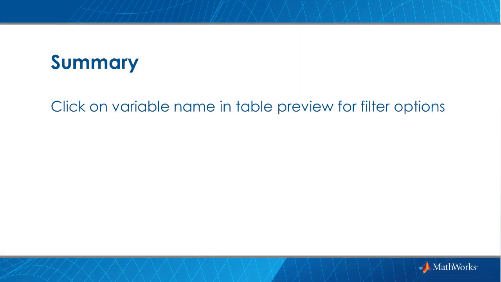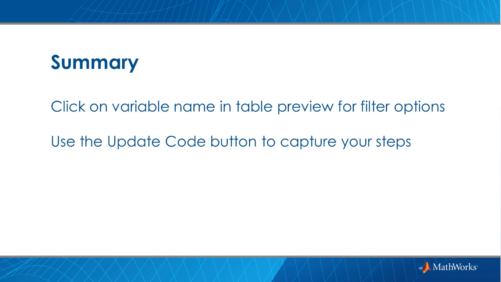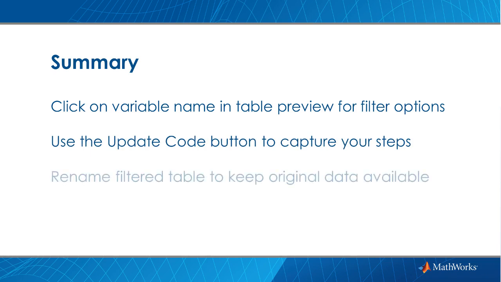Click on a variable name to bring up options for sorting and selecting data. Use the Update Code button to add the corresponding steps to your script, and rename the filter table so you can return to the original data and try different approaches.